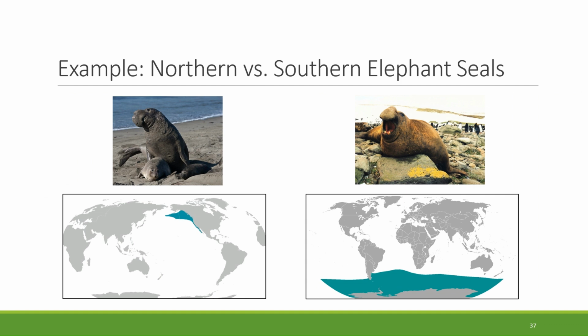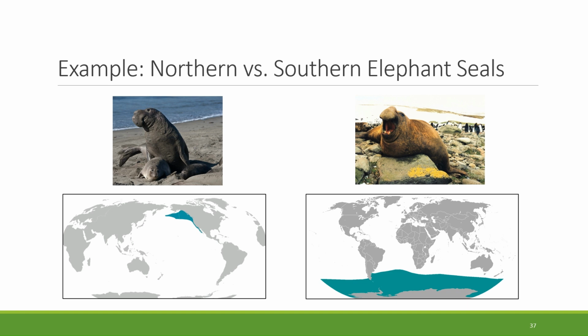Before the 1800s, there were hundreds of thousands of northern elephant seals living on the Pacific coast of North America. But then, due to them being extensively hunted by humans for their blubber, their population was brought down to less than 100 individuals. And eventually, both Mexico and the US made it illegal to hunt them. And now the population has rebounded to nearly 200,000. But all of those 200,000 come from that very small group of 100.